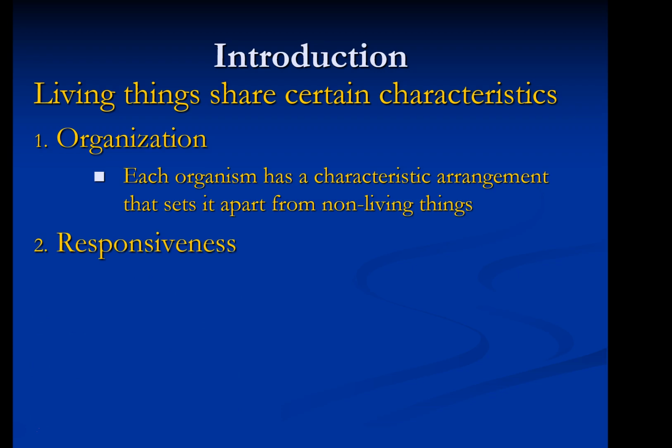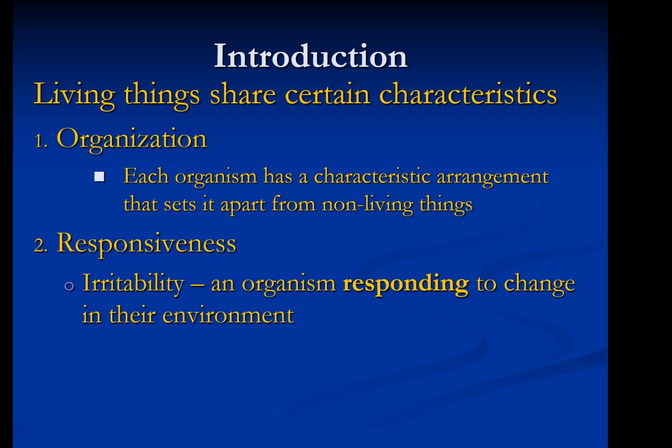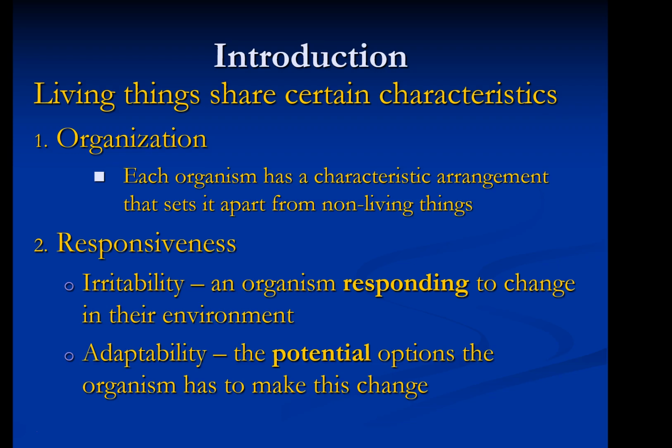Responsiveness. Okay, so living things have the ability to respond. There's 2 parts to this. There's what's called irritability, which is an organism responding to change in their environment. So when there's some sort of stimulus, the organism can respond to change. That's its irritability. Okay? The second part is its adaptability. These are the different ways that it could respond to that stimulus. Okay? So on our thing it says the potential options the organism has to make this change. So the different ways it might respond. Okay? When it does respond, that's its irritability. Okay? Any questions on that?